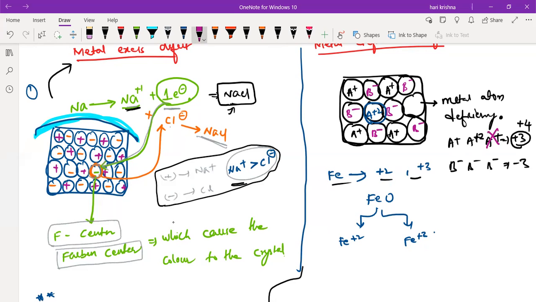Okay, so we remove this one. Now this one will be cancelled, so it will maintain the +3 and -3. Removing this atom is nothing but causing metal deficiency in the solid. That is the metal deficiency defect. Understood? So the metal deficiency defect is possible in compounds in which the metal atom shows variable oxidation states. Variable oxidation state is nothing but the same metal atom showing +2 charge or two different oxidation states.